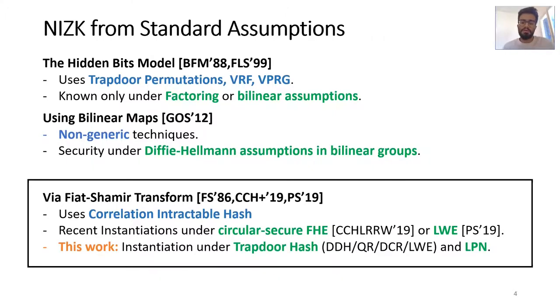In our paper, we extend the set of standard assumptions from which we have NIZKs, and we follow up on this last approach and instantiate it assuming a trapdoor hash, which in particular can be constructed from DDH, and jointly assuming the LPN assumption.